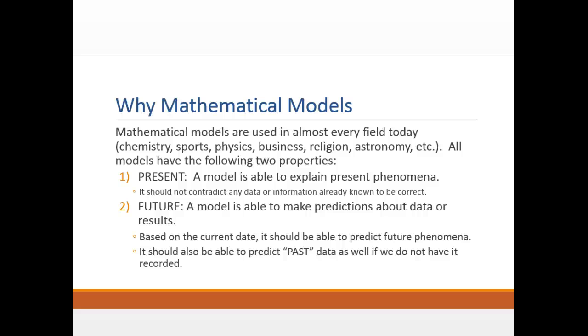It also has a future property. In other words, the model is able to make predictions about data or results. So based on the current data, we can build a model that will help us predict future phenomena. It'll also be able to help us predict past data. So if, say, we know some information currently, but we want to predict where things were before, then a lot of times we can use the model that we have to predict what's in the past as well.